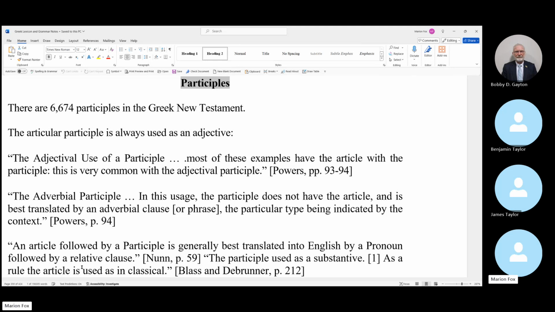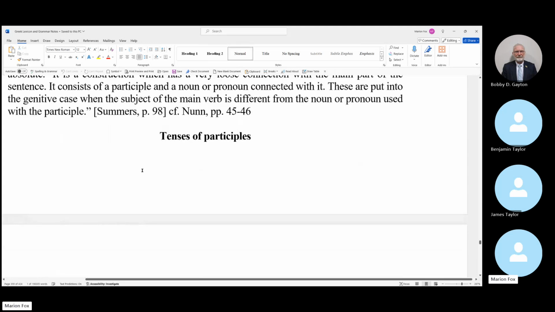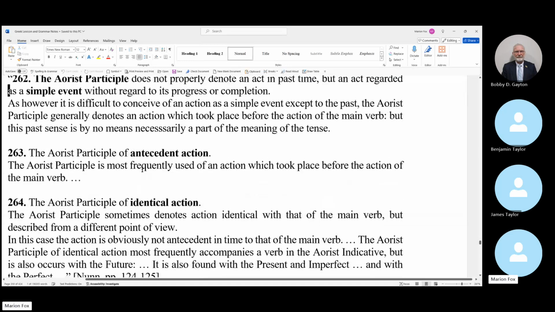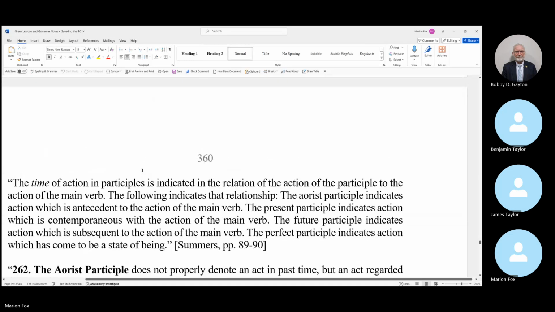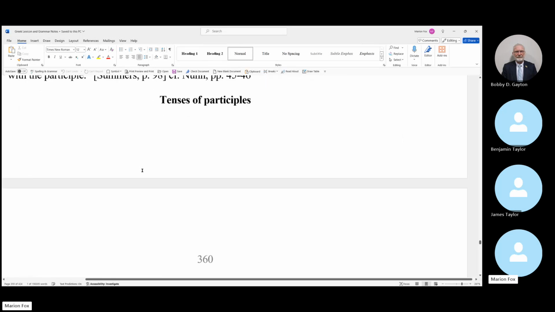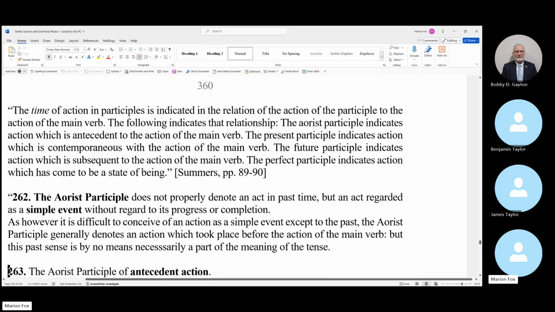That's a bunch. And we have here the articular participle is always used as an adjective. I don't want to go through and establish that right there. And tense of the participles. So this is in that file, on page 359. It starts on 359. Because I keep adding to it, the headings move, and they won't necessarily be on the same page.